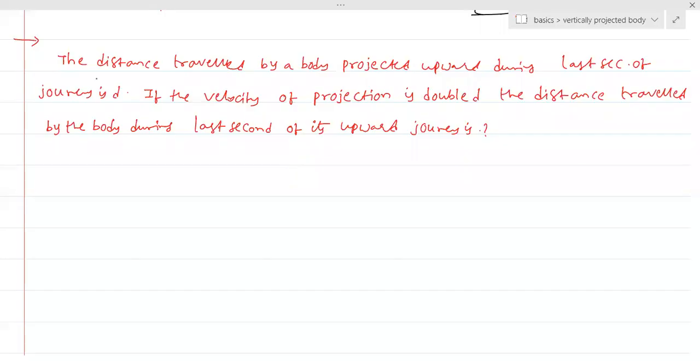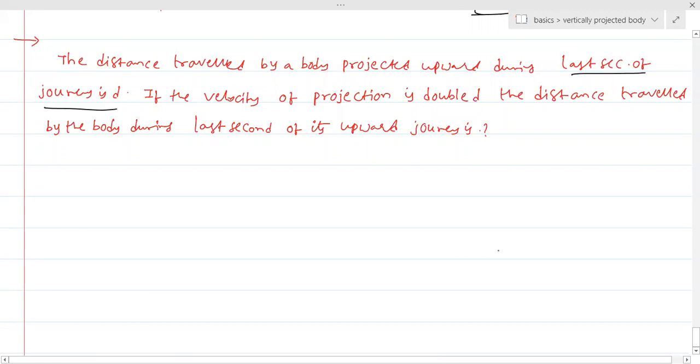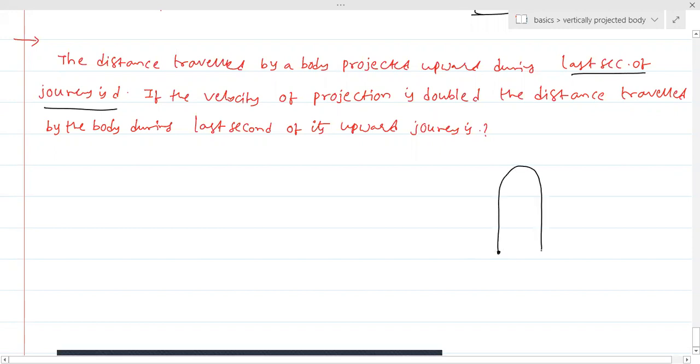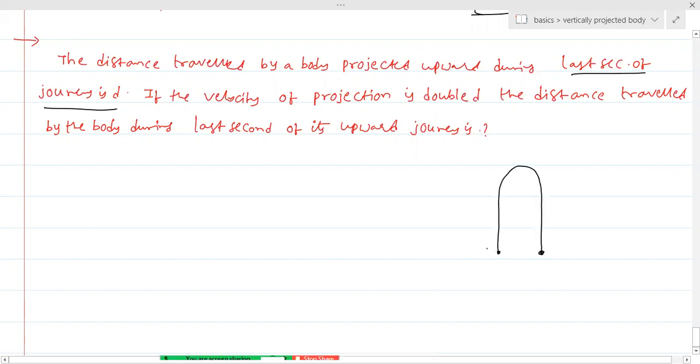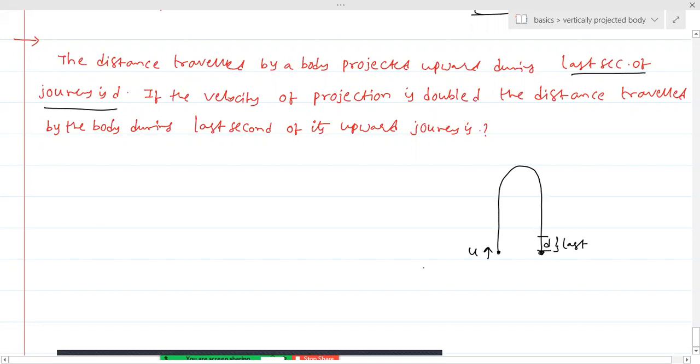So first we will analyze the question. The distance traveled by a body projected upwards during the last second of its journey. For example, you are projecting a body vertically upwards with a speed u. In the last second of its journey, so this is the last second. So this distance is d.